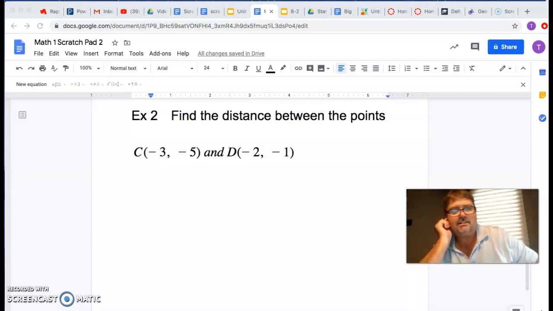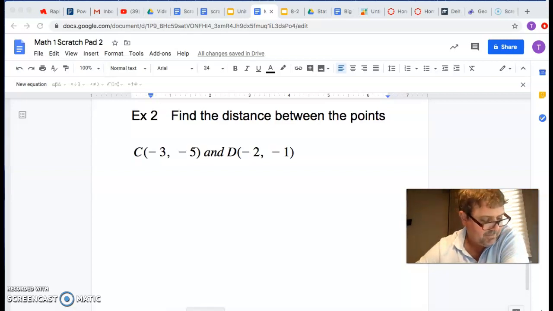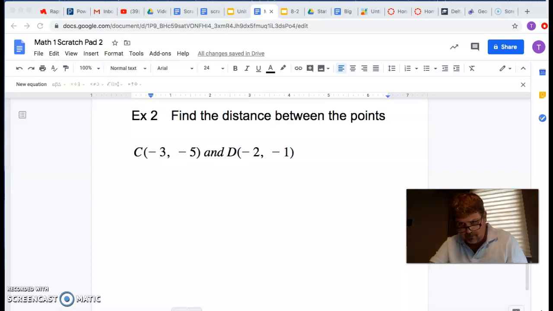All right, guys, let's take a look at example 2 here. I put this one in here a little bit differently because it involves negatives, and a lot of us have trouble with negative numbers sometimes. So I thought it'd be a good one to do. All right, so let's get right to work here.